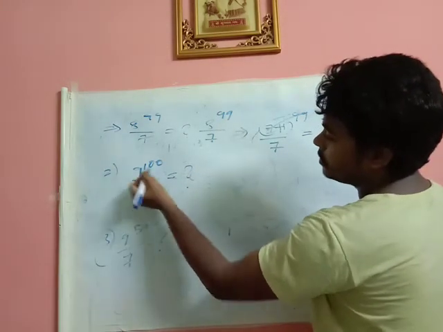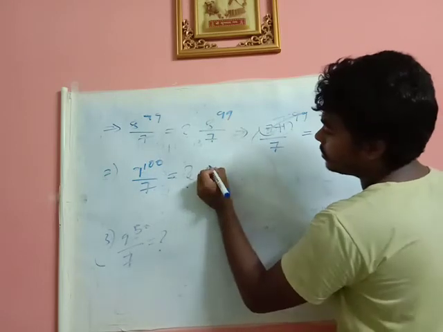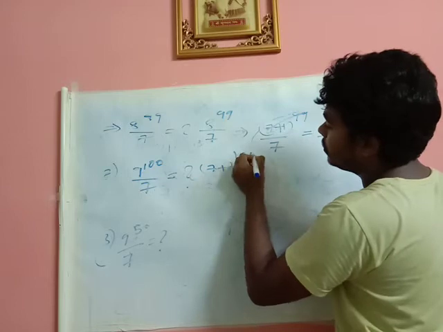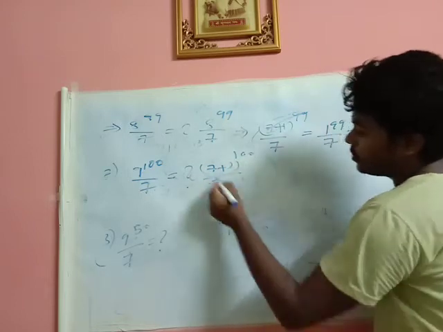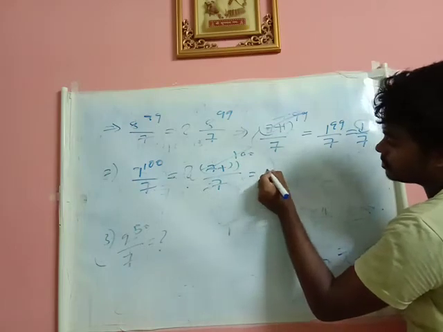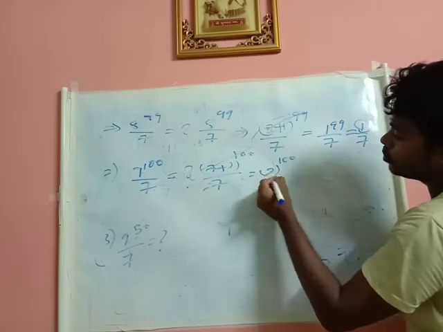How can I write 9 as 7? I can write (7 plus 2) whole to the power of 100 by 7. So here 7 is there, here 7 is there. So 7 power 100 will get cancelled. So 2 power 100 by 7.